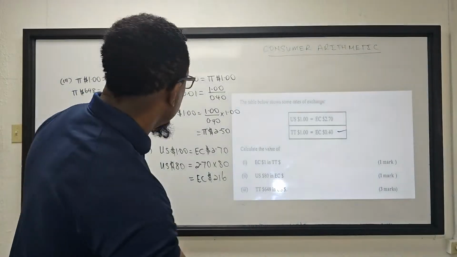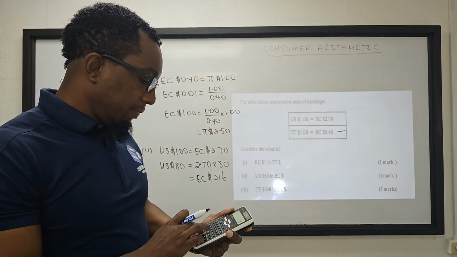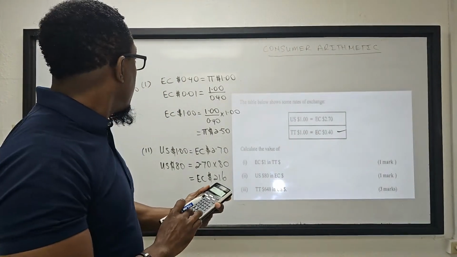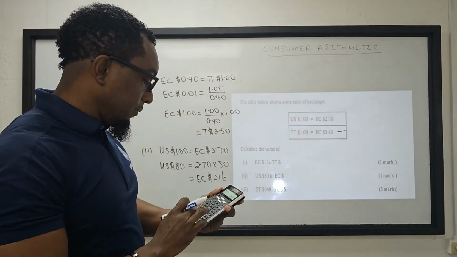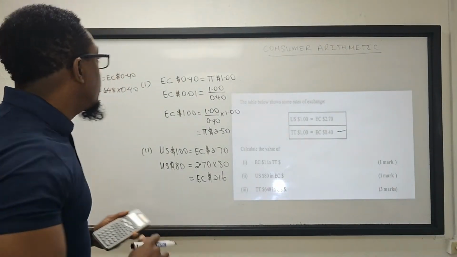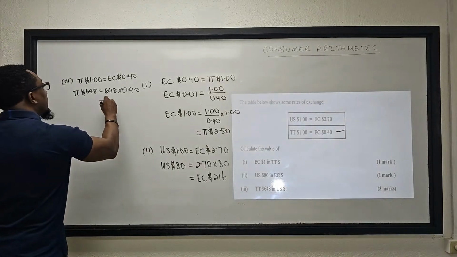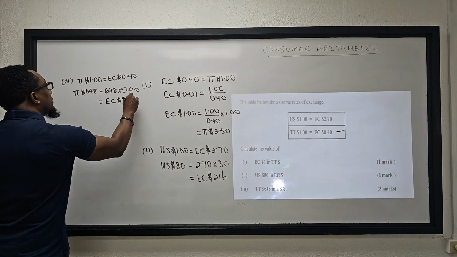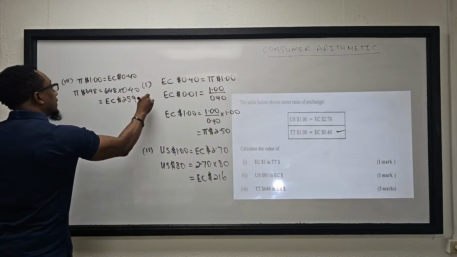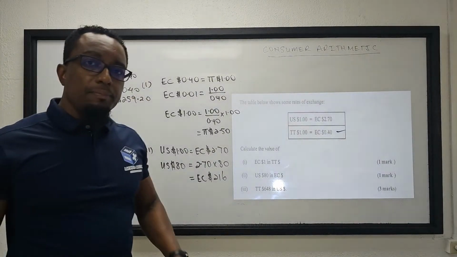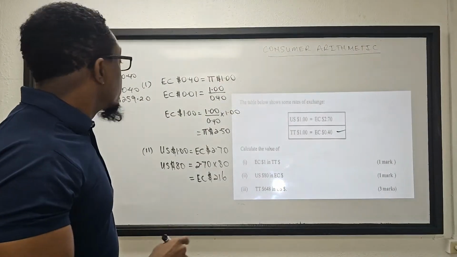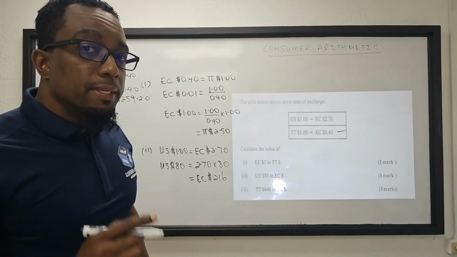And what are we going to get in EC? That's 648 multiplied by 0.40. That's $259.20 EC. So that's what TT $648 is equal to in EC.